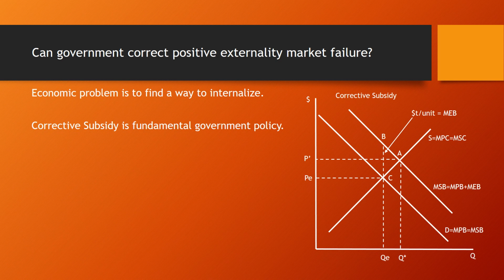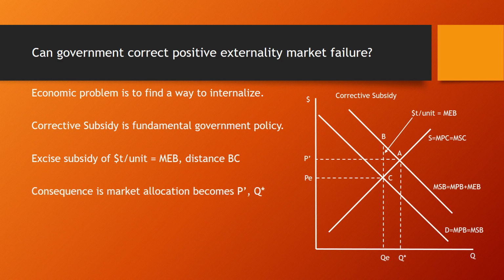The value of the $T would be equal to the marginal external benefit, or the distance between points B and C in the diagram. If this excise subsidy is offered by government, it will cause the market demand curve to shift upward parallel by the amount BC. The consequence of this specific excise subsidy is that the market demand curve now becomes the same as the marginal social benefit curve in the diagram.